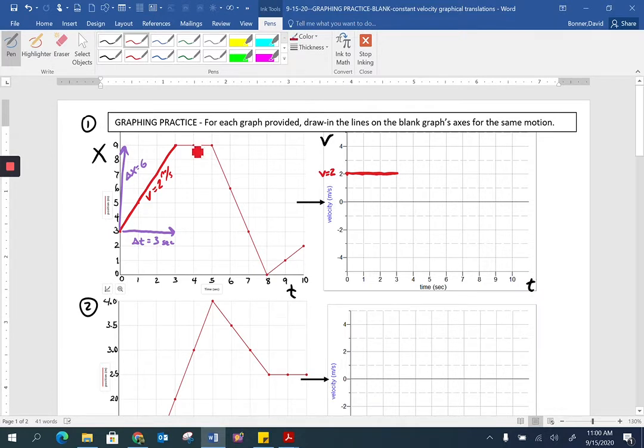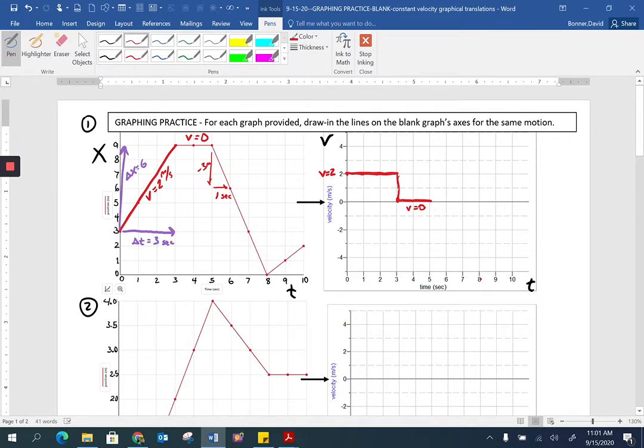If I keep going over here, velocity is equal to 0. That's from time 3 to 5 seconds, so it's just going to drop down here. It doesn't matter if you connect them or if you don't, but it's going to drop right down to 0, and that's going to be from 3 to 5 seconds. And then from 5 to 8 seconds is the next segment, and that's going to be going down 3 meters for every 1 second.